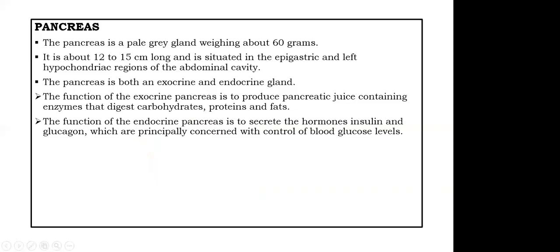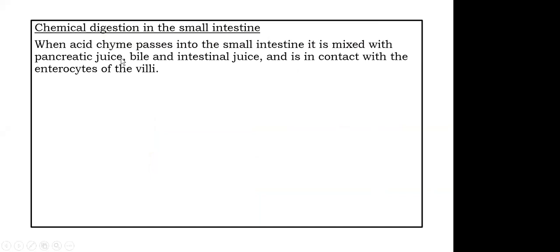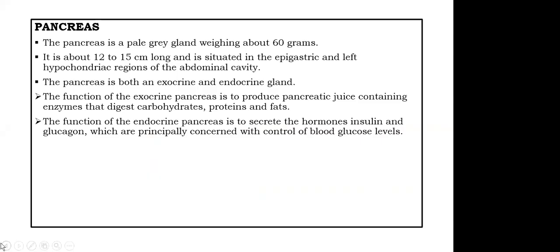And next, before we deal with it, what happens in the small intestine about the digestion of carbohydrates, digestion of fats, and digestion of proteins. Let us see, we have told that it is mixed with the pancreatic juice, bile juice, and intestinal juice. And we will see what this pancreas is first.